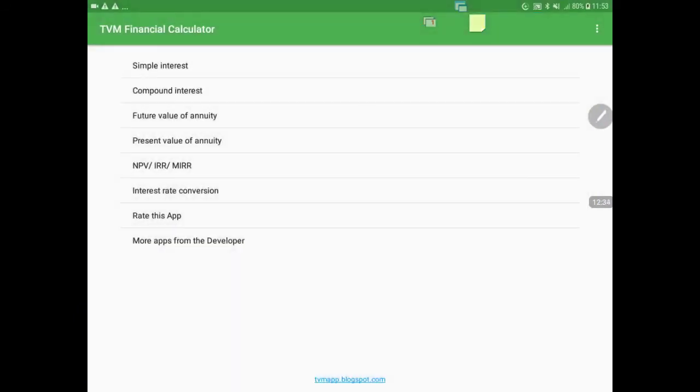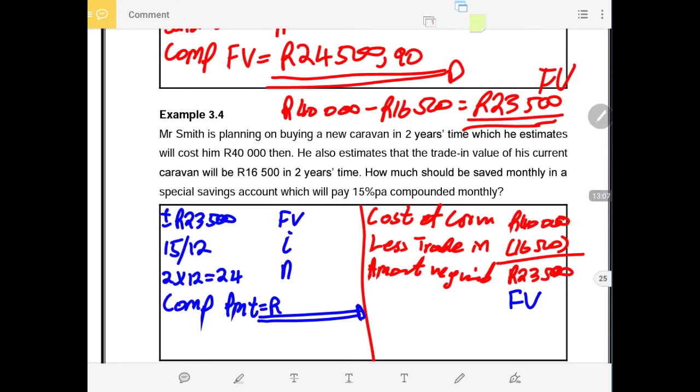Let me then go to the beginning again. We are on the future value of an annuity, and look, we have present value of an annuity. We don't have PMT here, so without having PMT, we are unable to calculate the PMT from the future value. So this is the limitation when it comes to the app. I'll still check if maybe I can get the answer.